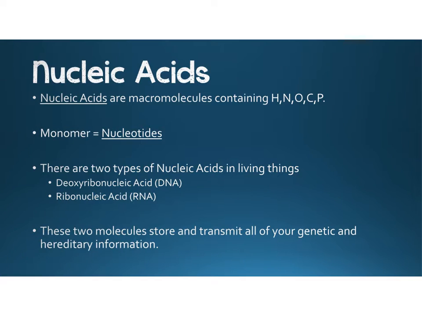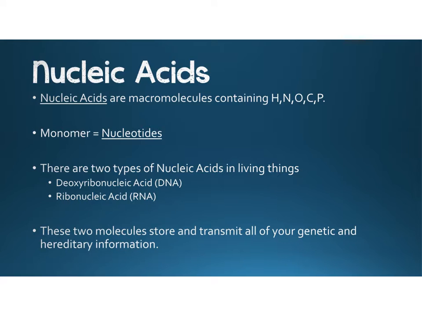Our last group of macromolecules is the nucleic acids. Nucleic acids are macromolecules that contain all of CHOPS except for sulfur. They don't contain S. So CHNOP, singular. Carbon, hydrogen, nitrogen, oxygen, and phosphorus are involved in nucleic acids. The monomer of a nucleic acid is a nucleotide.